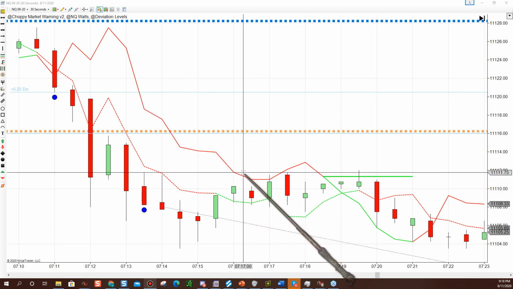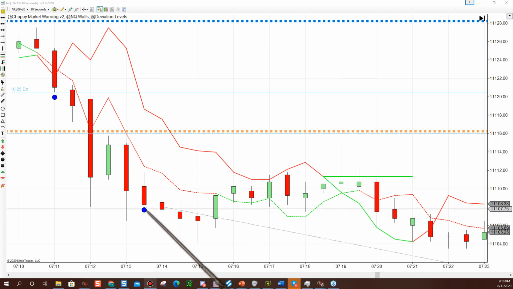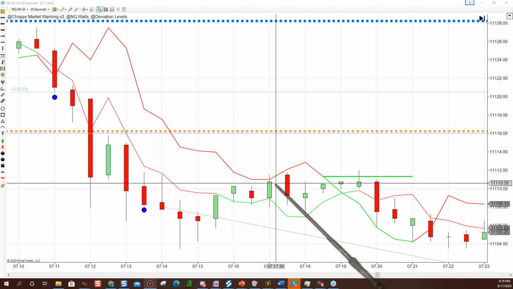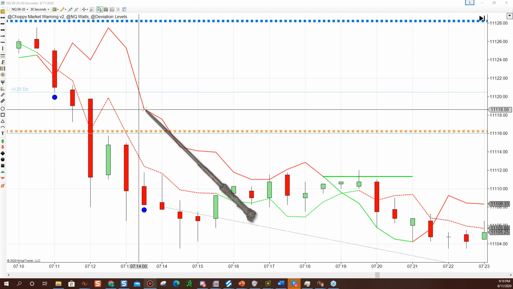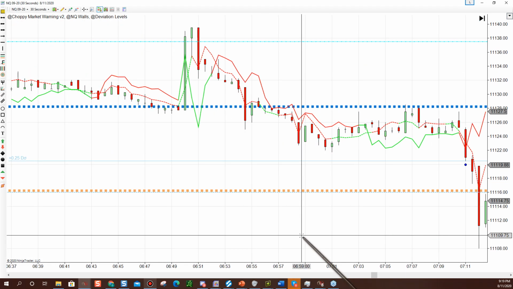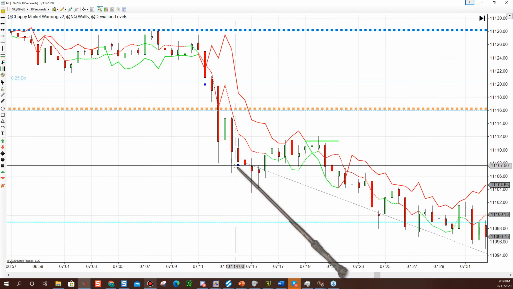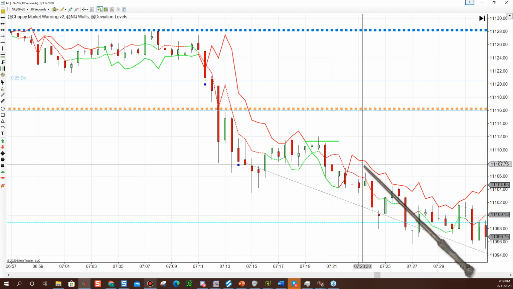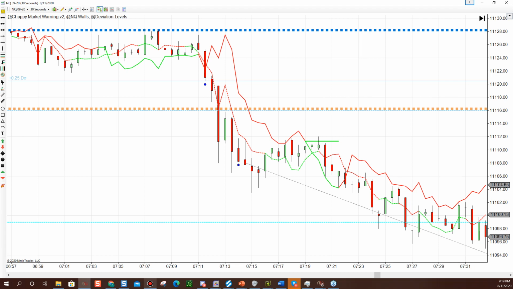Okay? But if I took this entry, which more often than not is the entry you're going to take, then I would not have trailed yet. I would still have my stop here. I wouldn't be trailing here. I'd be waiting until this red line, let me zoom out a little bit, got below. So I wouldn't even be trailing until this point, right here, where the red line gets below my entry price.